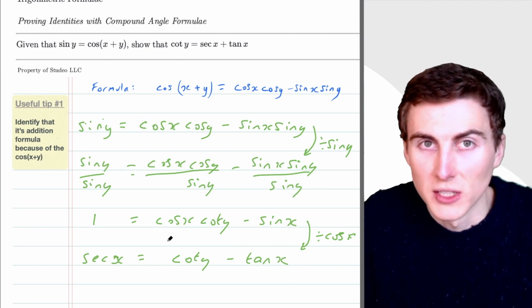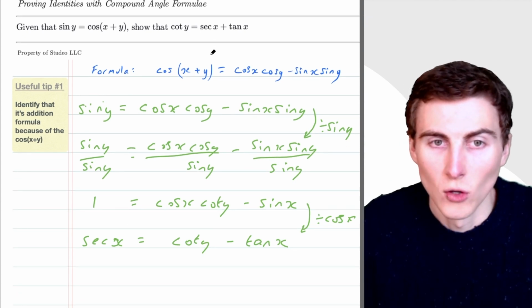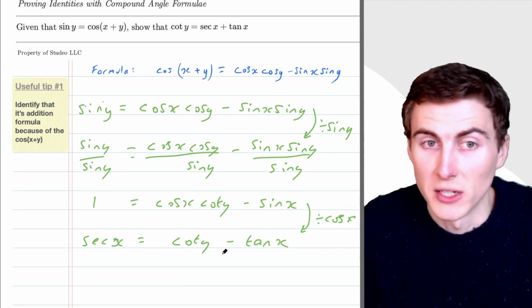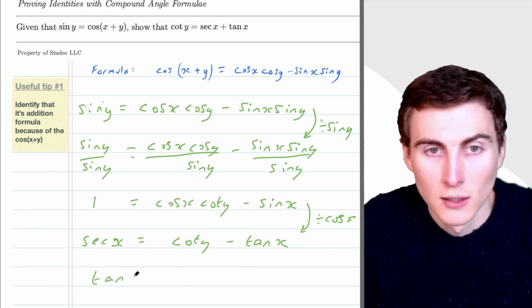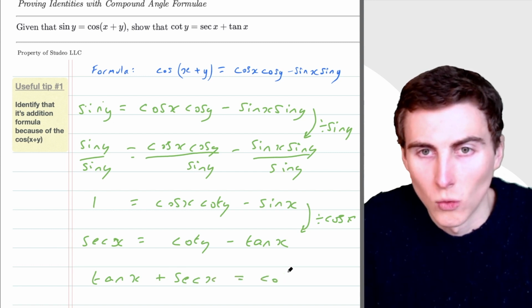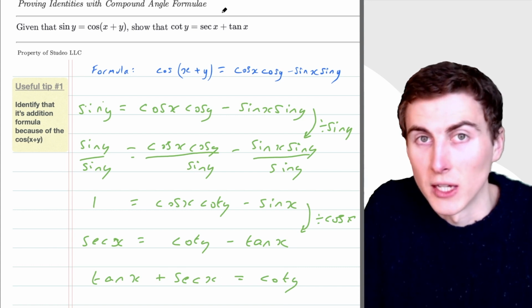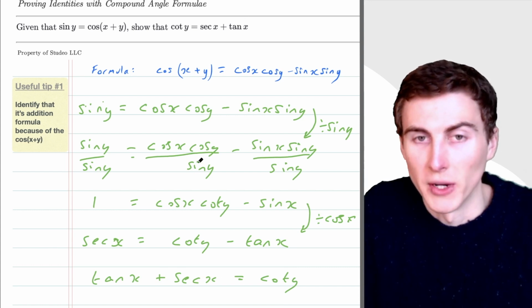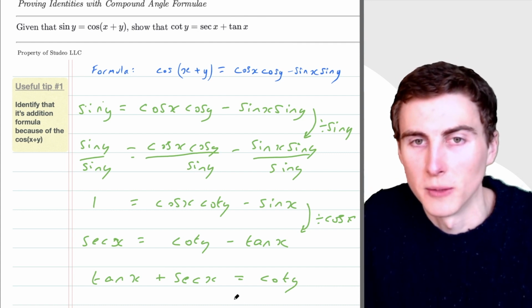And now hopefully you can see that this here is very similar to what we have up here. All I really need to do is manipulate it, switch it around a little bit. So I'm going to move my tan x to the left, along with my sec x. I'm going to leave my cot y on the right. And that now is exactly the same thing as what we wanted. I know mine's switched around, but that doesn't matter. We've proven it, we've shown it.